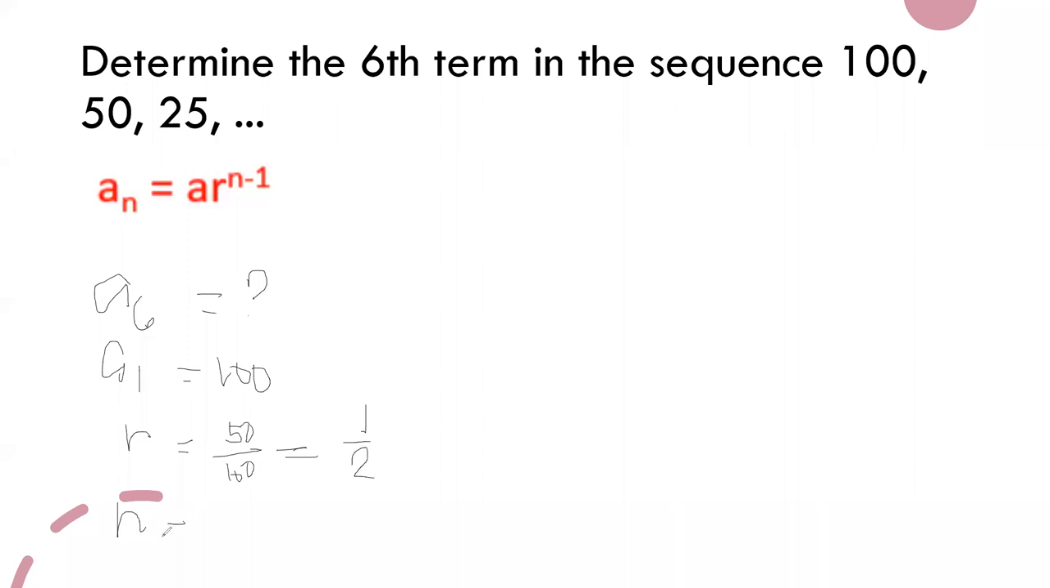1/2. And our n is 6, di ba? 6. Ngayon, sabi na natin, sir, may fraction na, mahirap po yan. Madali lang po ang fraction sa totoo lang. Mas madali nga ang fraction kaysa decimal. Eh po. So, paano natin gagawin?